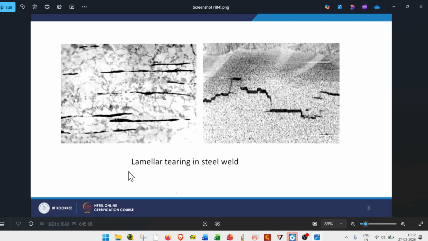Okay, so this is how laminar tearing looks. Here is the weld bead and it is the HAZ. Here we can see the lines parallel to the rolling direction due to the inclusions of non-metallic elements.